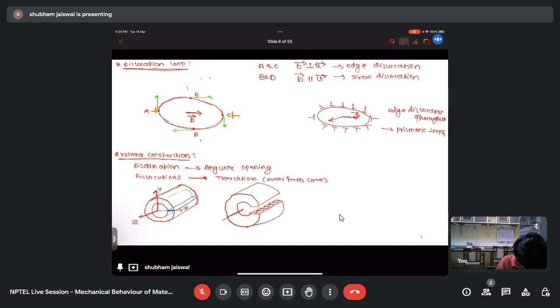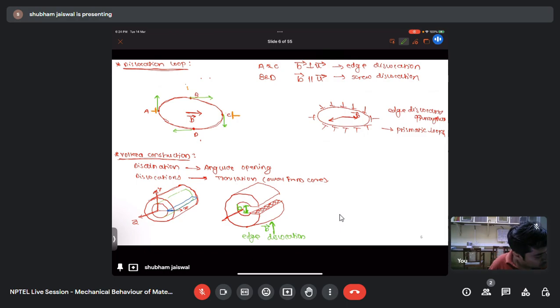So this is the direction of my line vector, and this gap is the Burgers vector. This is the direction of the Burgers vector. So here you can see that the Burgers vector and the line vector are perpendicular to each other. So this is nothing but an edge dislocation.